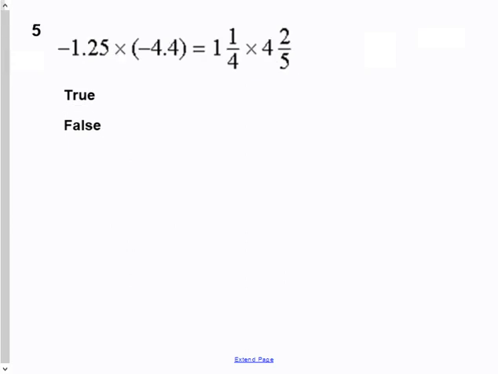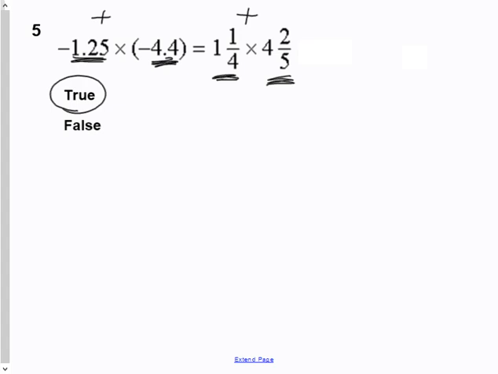And finally, question 5. Here's what I wanted you to do. I wanted you to realize that a negative times a negative is a positive, and a positive times a positive is a positive. So we know that both answers are going to be positive on both sides. 1.25 is the same thing as 1 1/4. 4.4 is the same thing as 4 2/5. And therefore, regardless of what the numbers actually work out to be, you are multiplying the same things on both sides, and therefore it would be true.